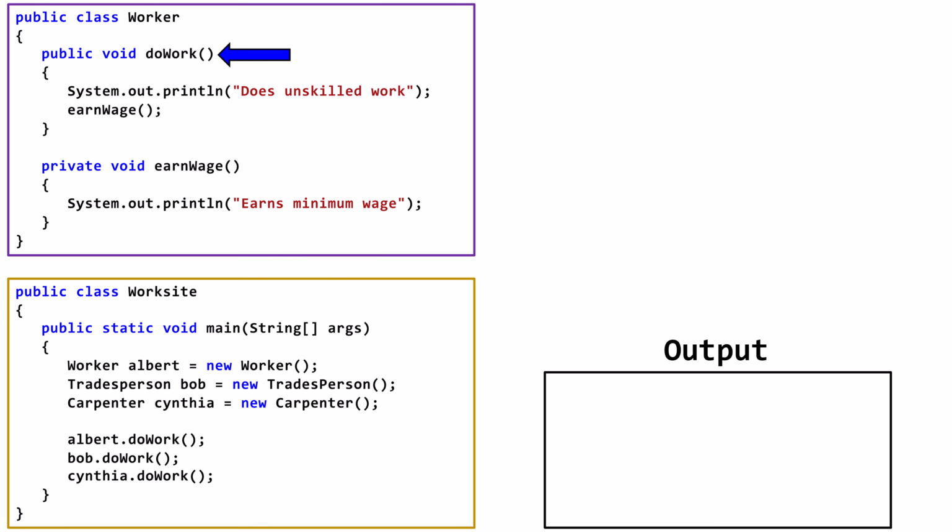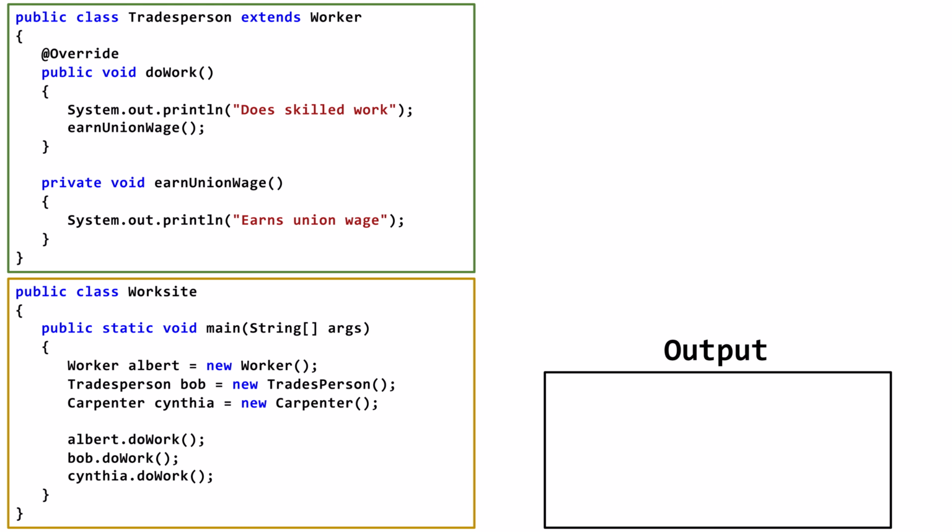This method outputs "does unskilled work." Next, the method calls another method, earnWage. EarnWage is private, but since the call comes from inside the same class, this is legal. The earnWage method outputs "earns minimum wage."